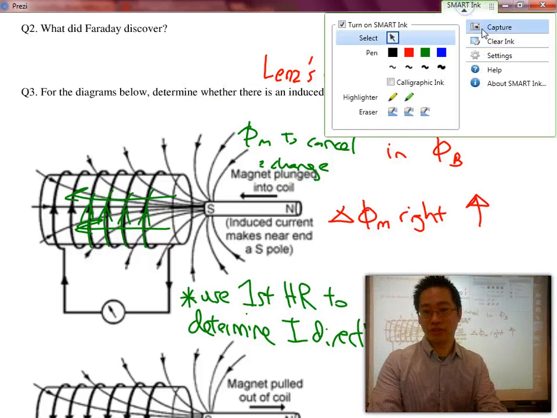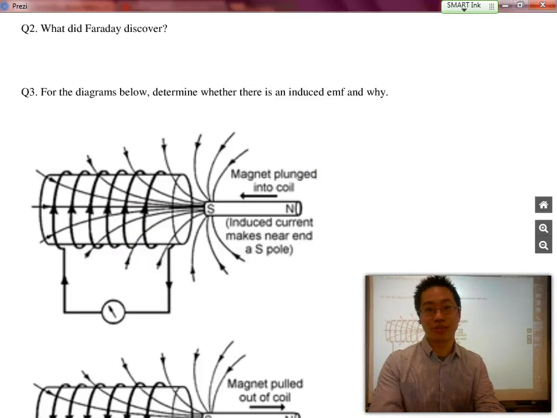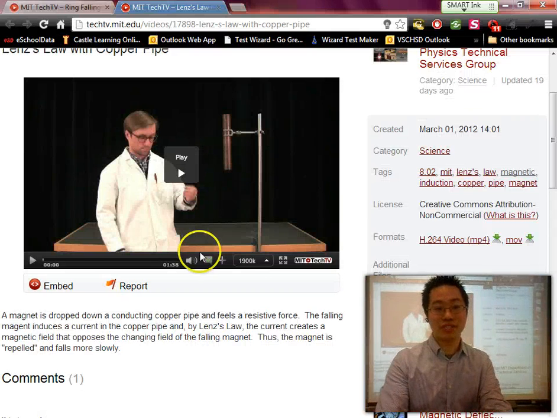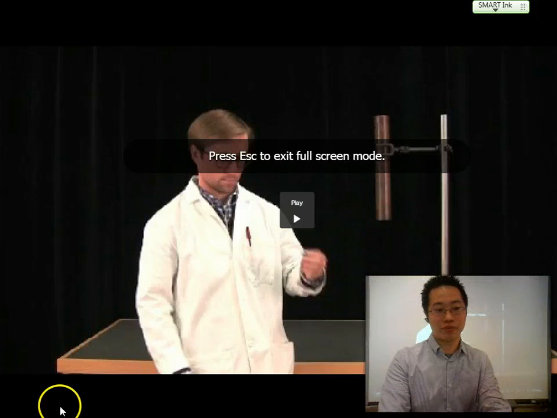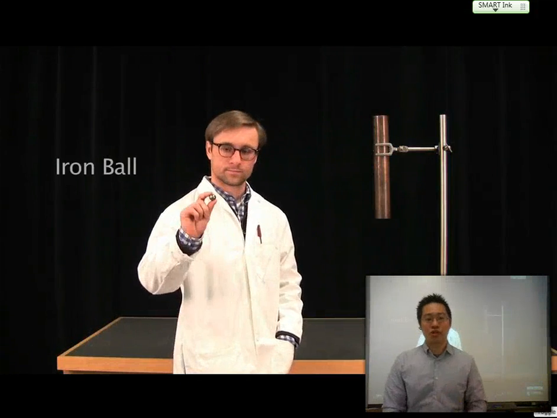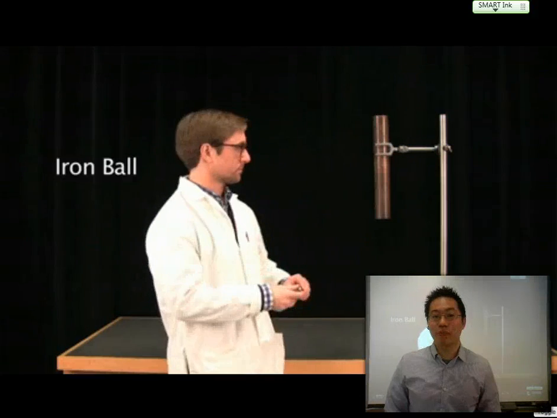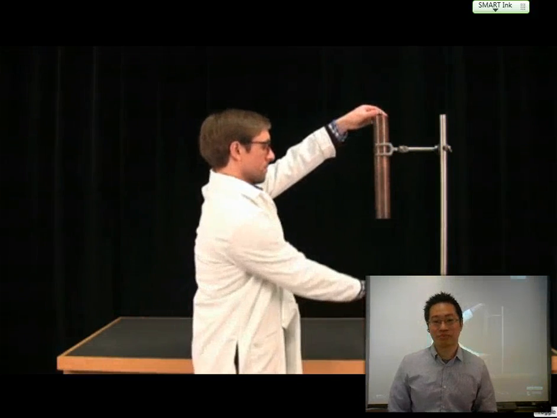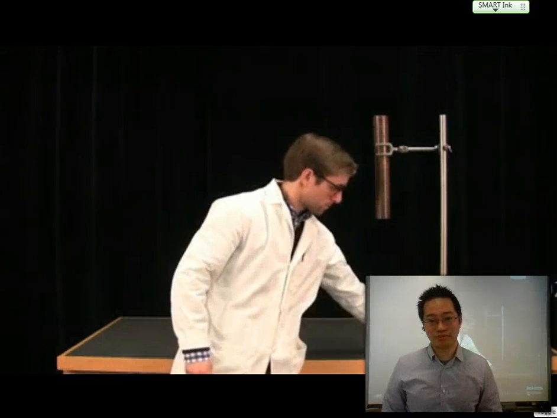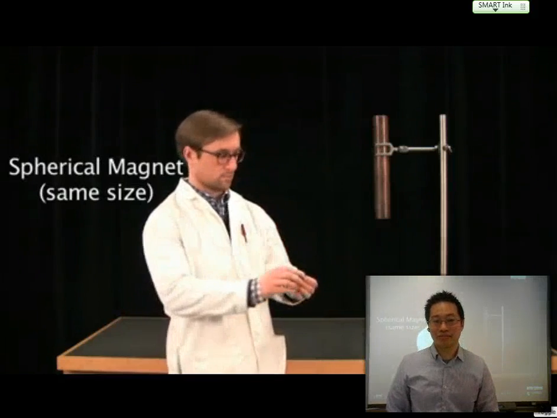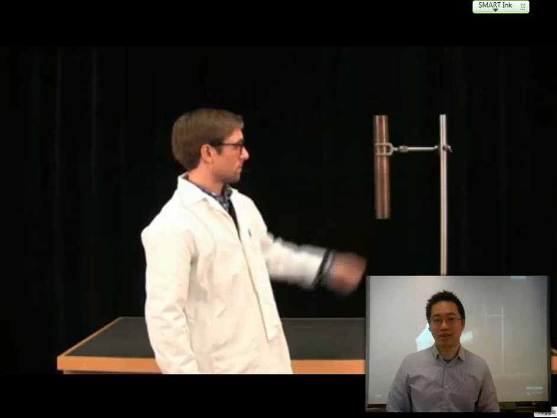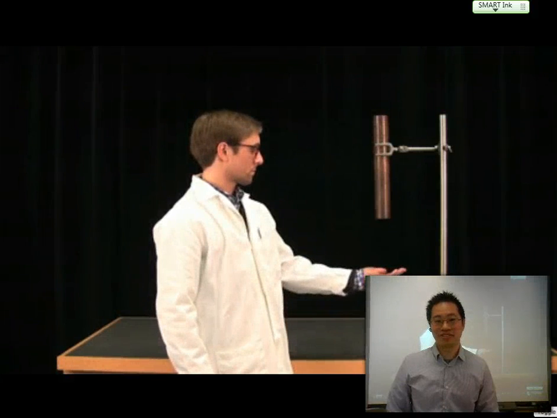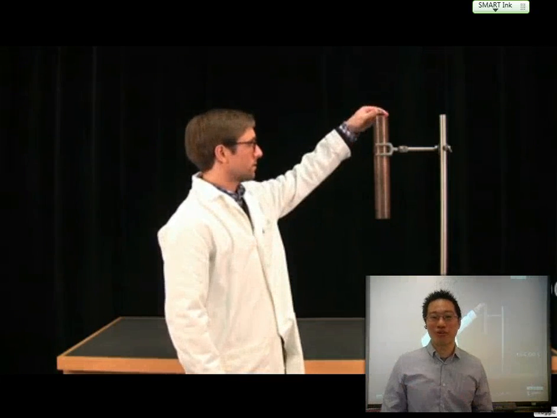As a quick demonstration to prove that the magnetic coil does resist the change, take a look at this example over here. In this demonstration, they first use an iron ball and drop it through a copper pipe, and it falls normally, taking about 0.02 seconds. Now they take a very strong neodymium magnet and drop it, and it took 4 seconds to fall through.